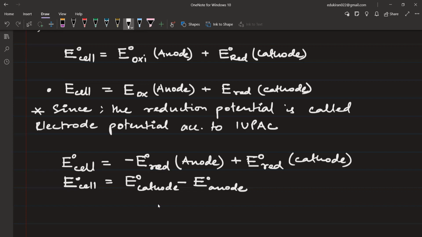And when the answers came the same, I thought, okay, fine, they have taken the reduction potential, because books also do not explain, they have just stated that in reduction we take it, according to IUPAC. So they have just taken the E0 of reduction. Both of these E0 are what? This is also the reduction potential and this is also the reduction potential. Keep this in mind.